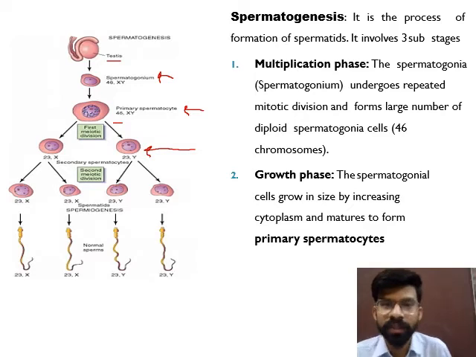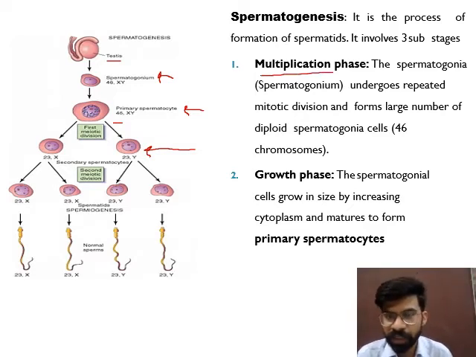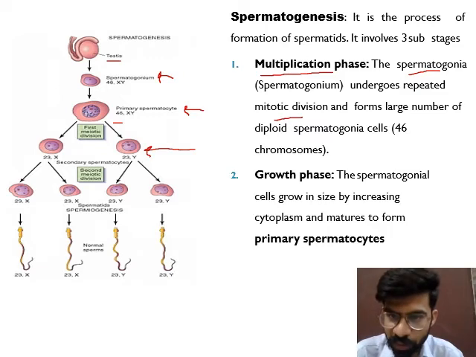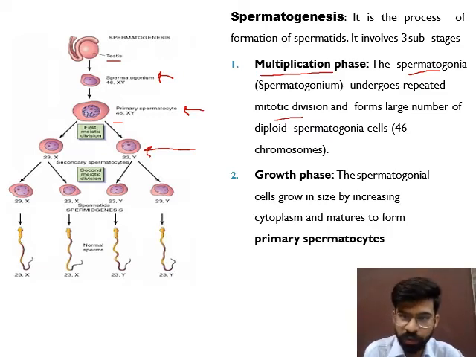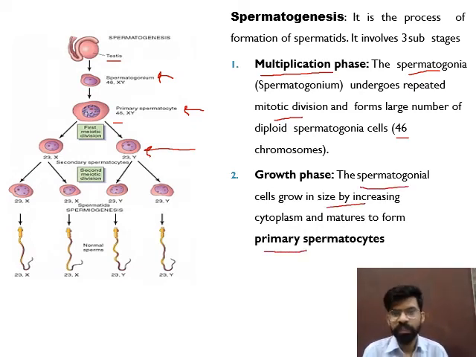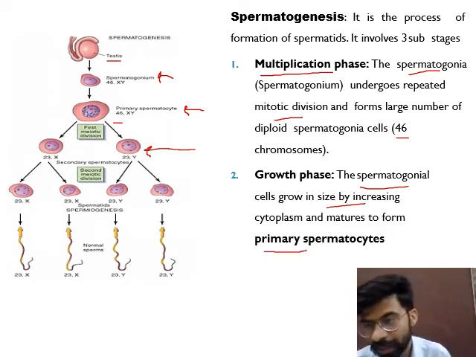So let's start with the multiplication stage. In multiplication phase, the spermatogonia undergo mitotic division. It is an important point. You must note that in multiplication phase mitotic division takes place. Mitosis means equational division, and it will lead to formation of spermatogonia cells which contain the same number of chromosomes, that is 46 chromosomes. In growth phase, the spermatogonium cell increases in size, and it will form the primary spermatocytes. Primary spermatocytes also contain the same set of chromosomes, that is 46 chromosomes.